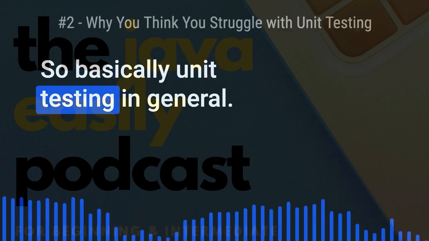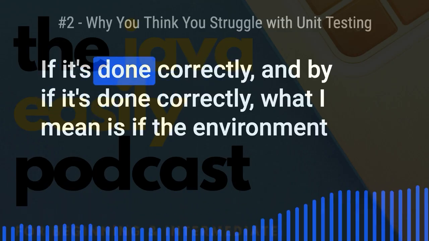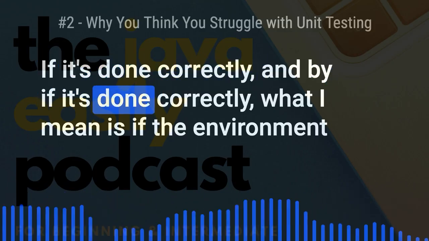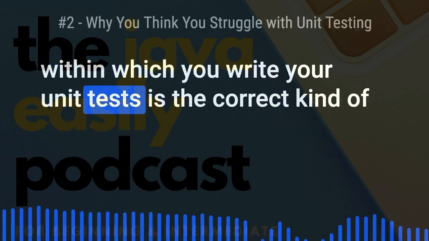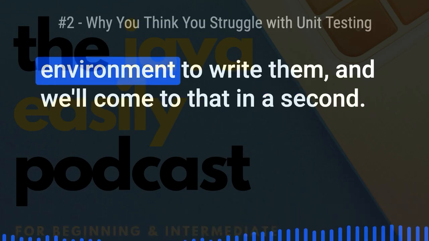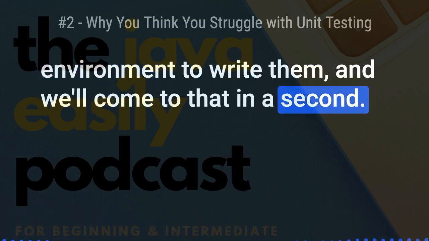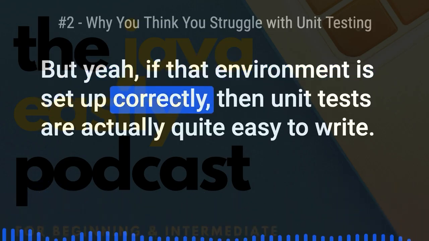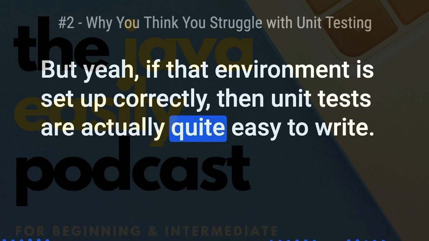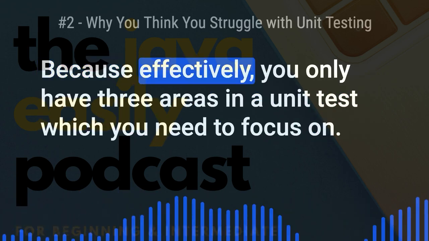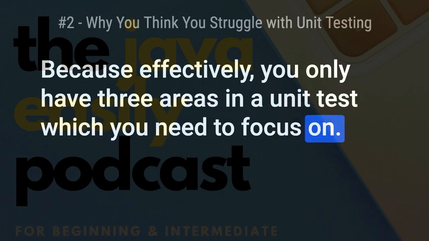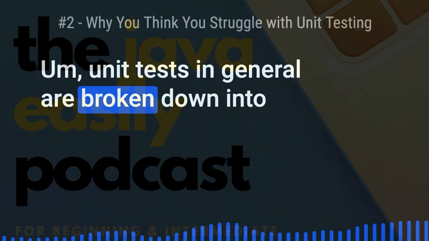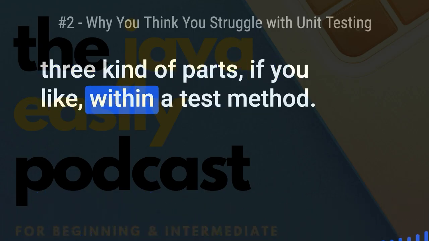So basically, unit testing in general, if it's done correctly, and by that I mean if the environment within which you write your unit tests is the correct kind of environment, and we'll come to that in a second, then unit tests are actually quite easy to write. Effectively you only have 3 areas in a unit test which you need to focus on. Unit tests in general are broken down into 3 parts within a test method.